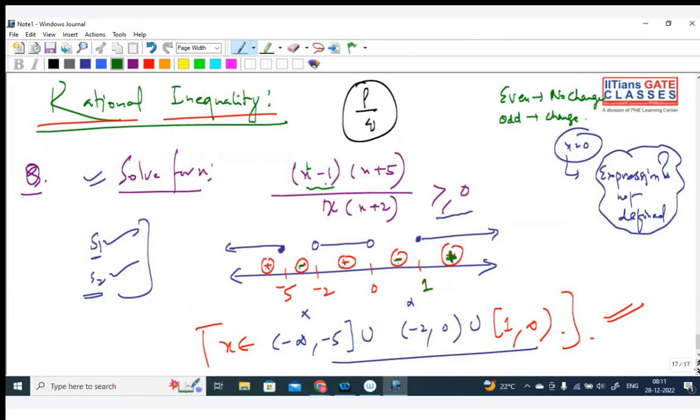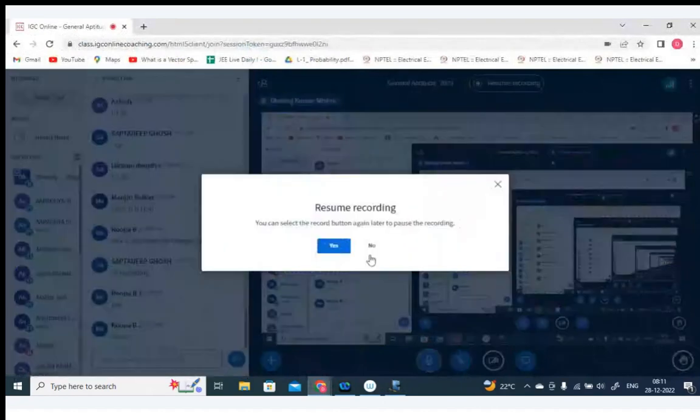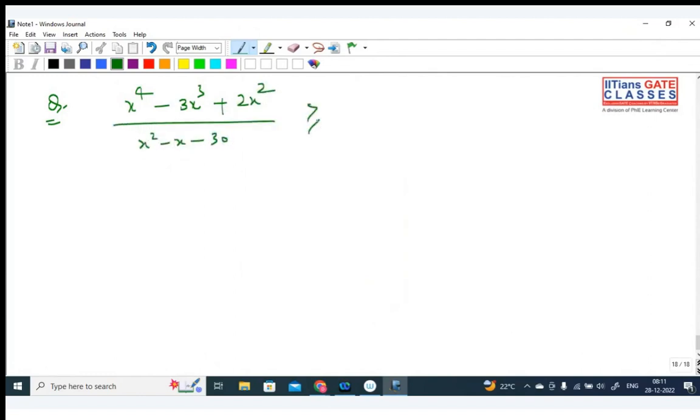Perfect. Does anybody have a doubt, this kind of doubt, guys? They can also ask me. This time, the question is from the rational inequality only. x to the power 4 minus 3x cubed plus 2x square, divided by x square minus x minus 30, should be greater than 0. This is the question. You have to solve for x and find the solution set of the inequality.